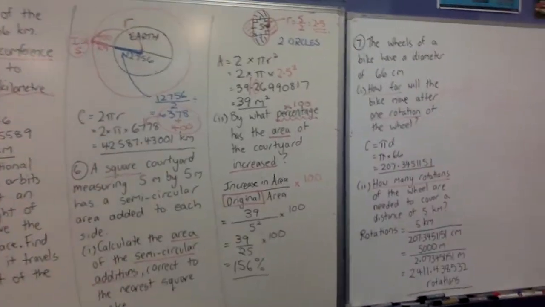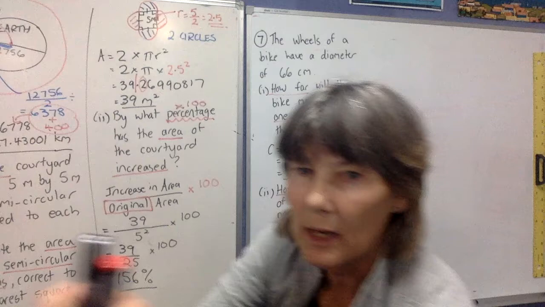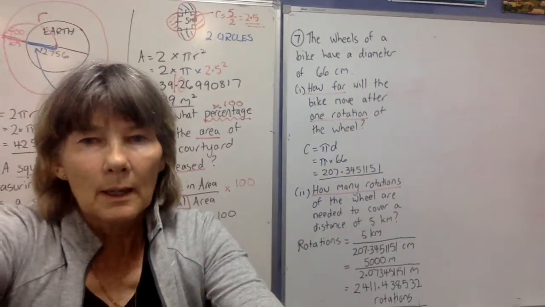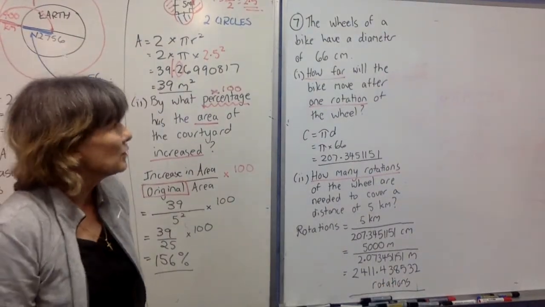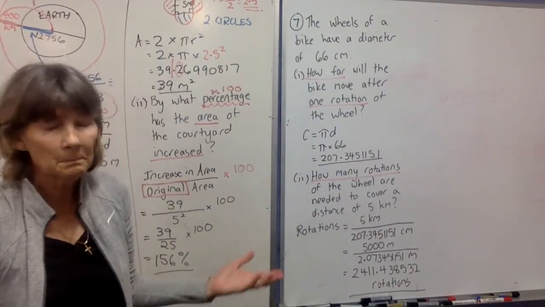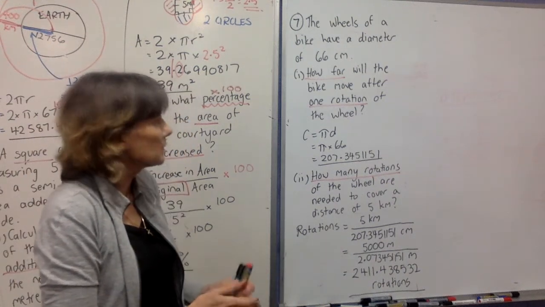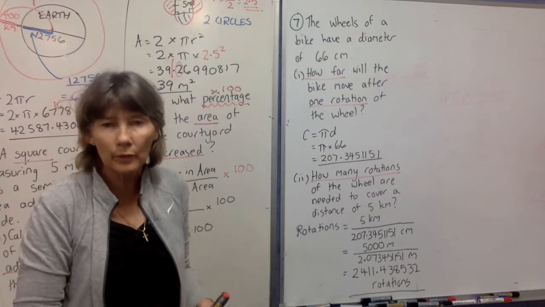It's number 7, and we're looking at what happens when the wheels of any vehicle are turning. All right, and this question says we have the wheels of a bike. They have a diameter of 66 centimetres. A lot of bikes do have a diameter of about that on the wheels. How far will the bike move after one rotation of the wheel?